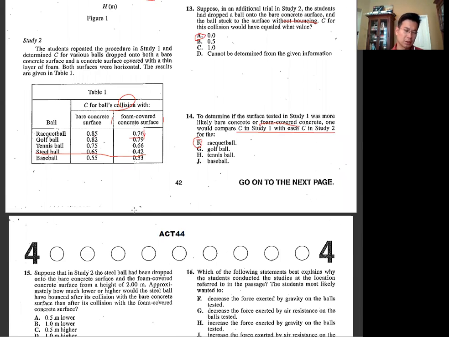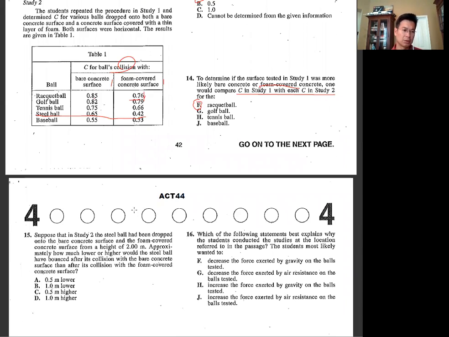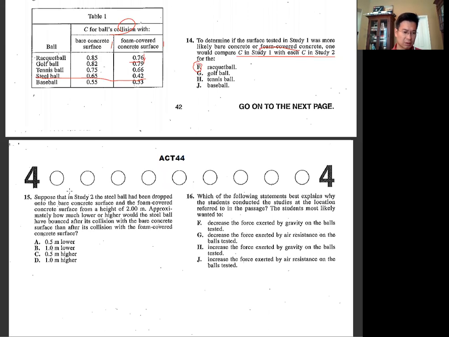Oh, no, hold on. Steel ball. Right now the difference is this much, but that's based on 1 meter. So the difference right now is around 0.23. But if you double it, that becomes 0.446. So roughly, I'll say C.